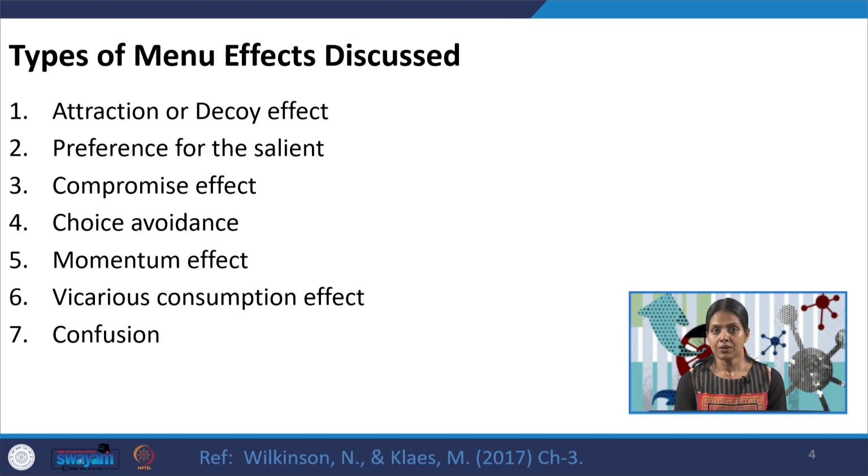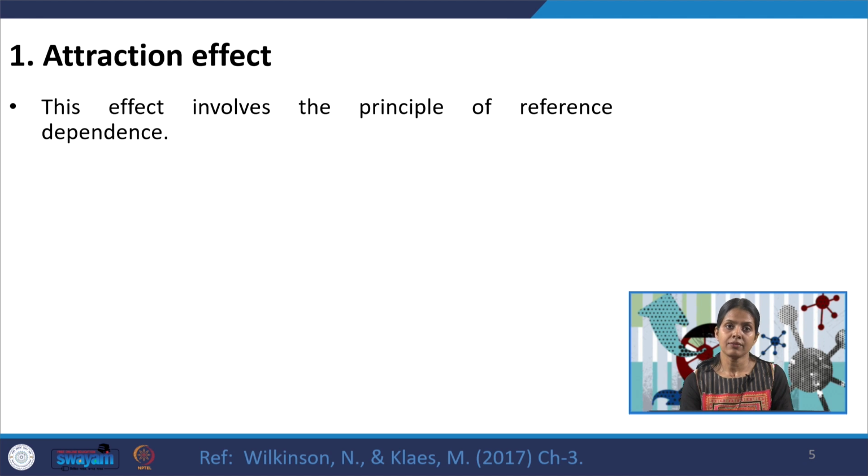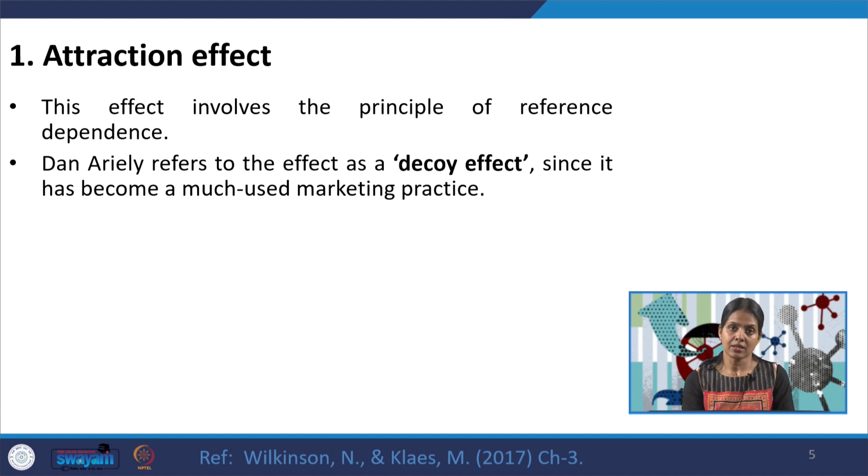The types of menu effects that are discussed are listed here: attraction or decoy effect, preference for the salient, compromise effect, choice avoidance, momentum effect, vicarious consumption effect and confusion. So, we begin with attraction effect. This effect involves the principle of reference dependence, as we have already discussed that framing plays the most important role because of reference dependence.